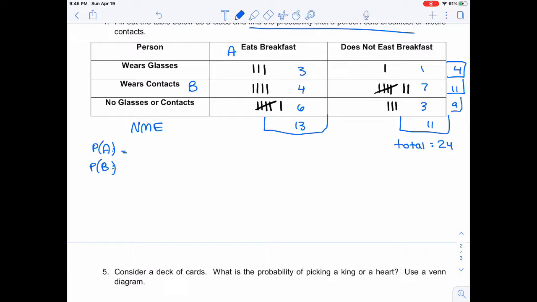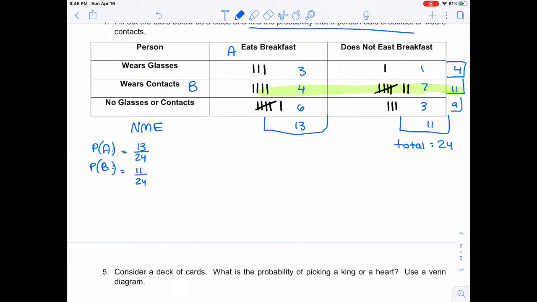So for our probability of event A, eating breakfast by itself, there were 13 people eating breakfast, and again, we found that there were 24 people altogether. And then for event B, wearing contacts, if we look over here, I had 11. So 11 out of our 24 wear contacts.